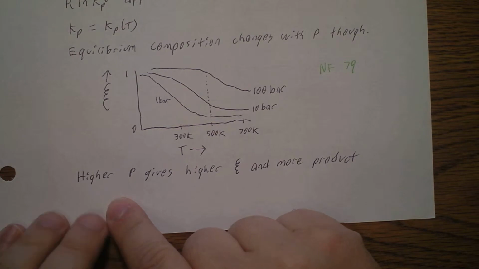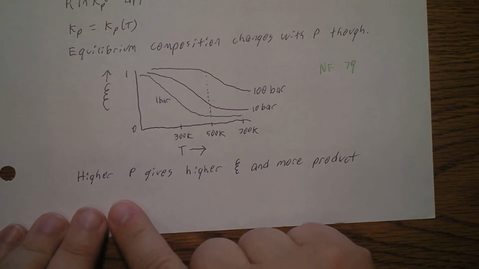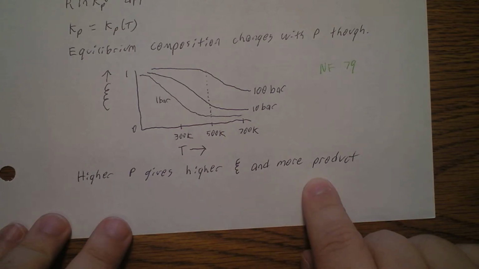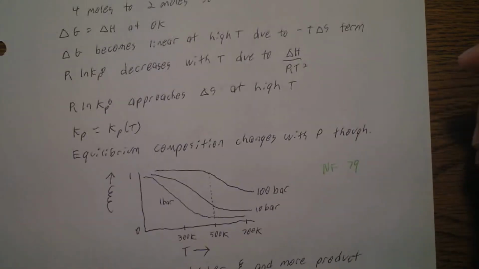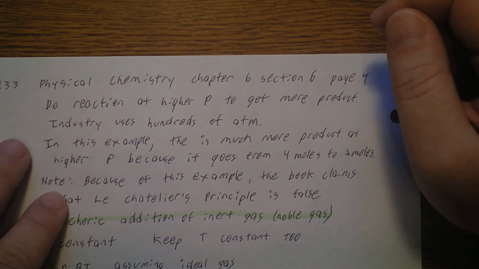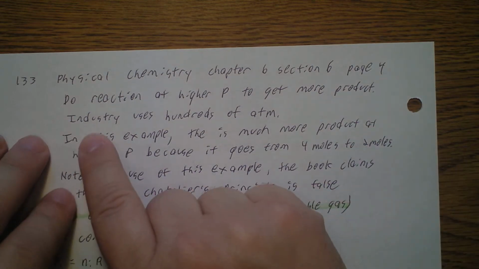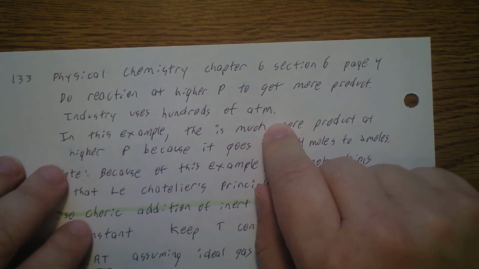So higher pressure in this example for ammonia is going to give higher xi and more product because we're decreasing the number of moles when we do the reaction forward. So we do the reaction at higher pressure to get more product. In industry, they actually do this at hundreds of atmospheres.